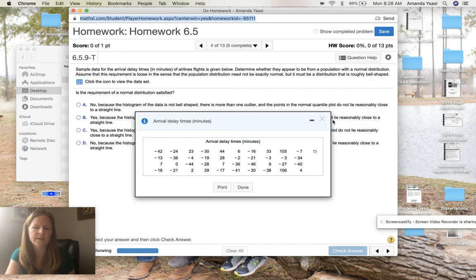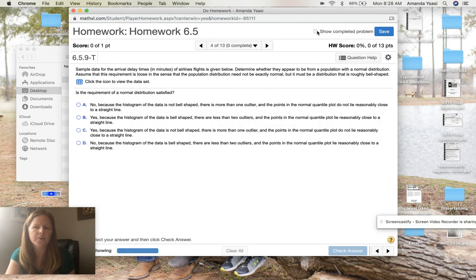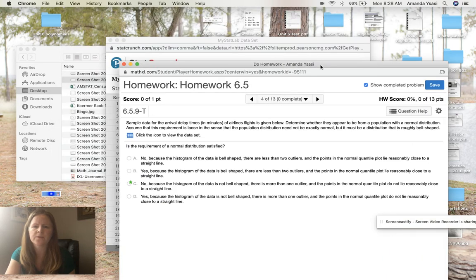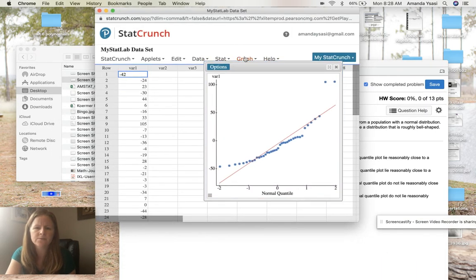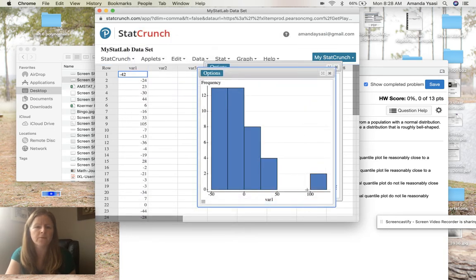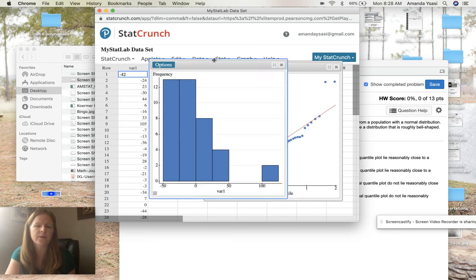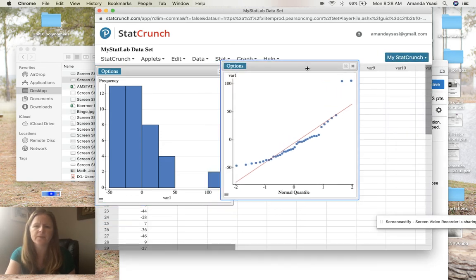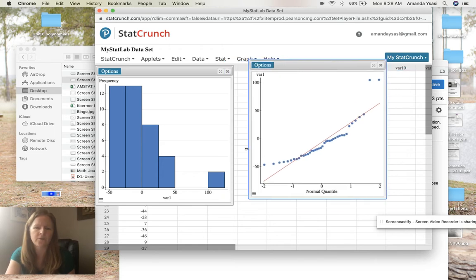Okay, so let's see. I want to show the completed answer. No, because the histogram of the data is not bell-shaped. There's more than one outlier and the points in the QQ plot do not lie reasonably close to a straight line. So let's see, can we do a histogram on here too? Histogram. Okay. So if you look at the histogram, it's skewed right. And then whenever you look at your QQ plot, this up there tells us that it is not normal. Okay.